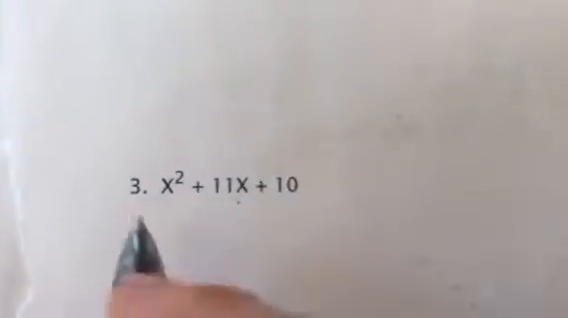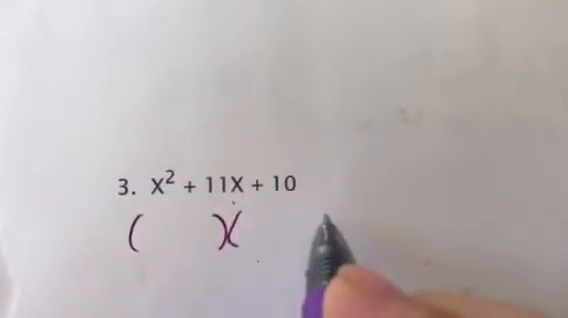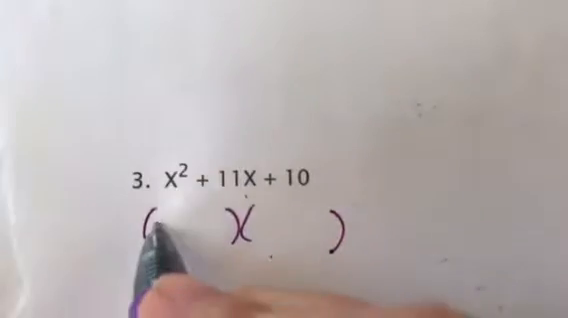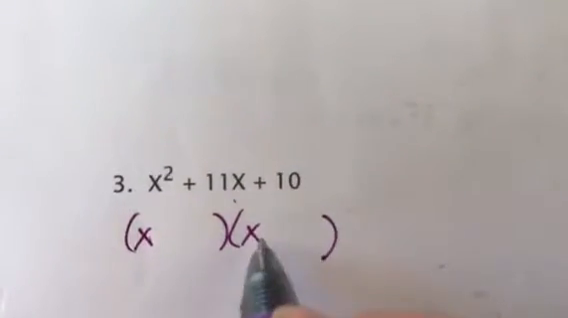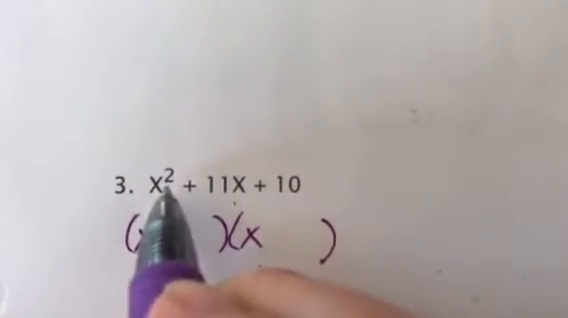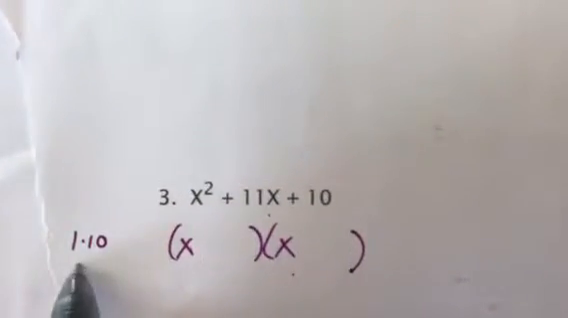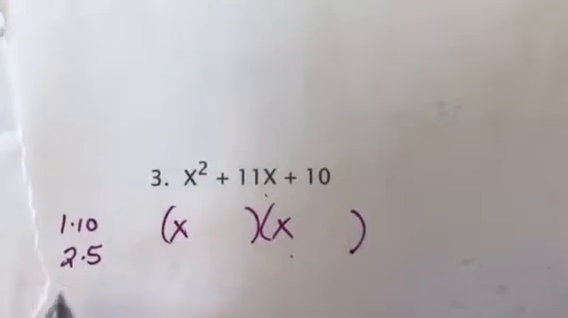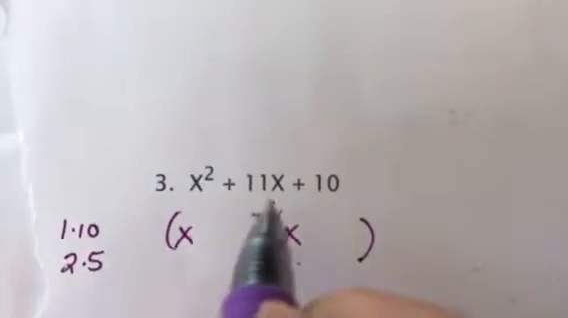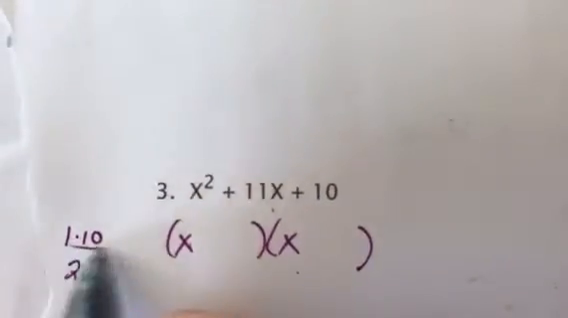How about this one right here? Again, I'm looking for two things that multiply together to give me this. I know these first two terms have to be x, because x times x gives me the x squared. Now think about your factors of 10. You don't have to show this. Most of you can do this mentally, but here are your factors of 10. How do I know which ones to use? It has to add to the middle term, so it has to be this one.